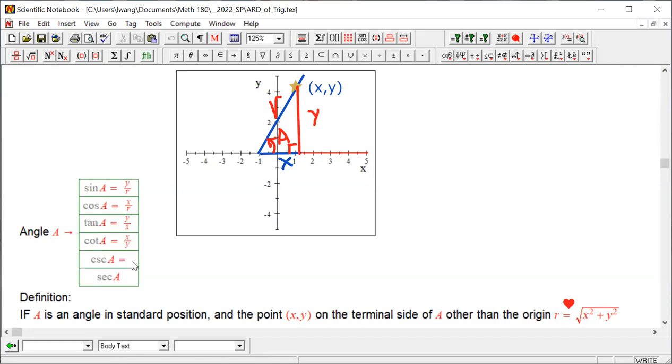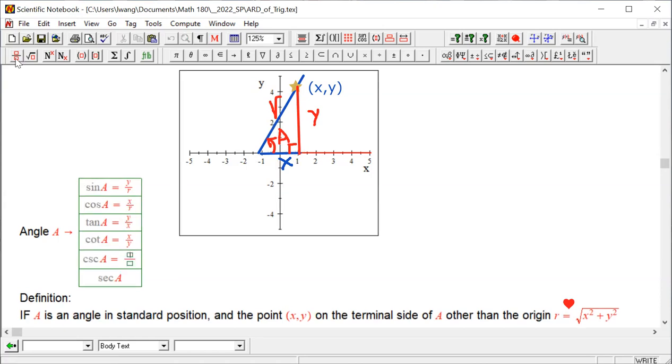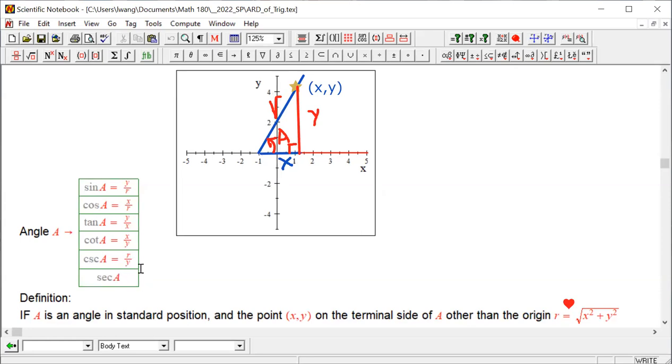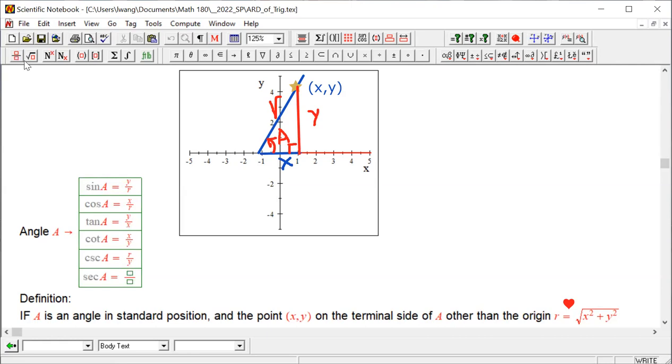Notice this is actually different from the definition you learned in geometry, because in geometry you don't have the rectangular system, you don't have these positions. So this definition has similarity to the geometry definition of the trig functions, but it's also different because the setting is different. So cosecant is going to be r over y, and secant is going to be r over x.